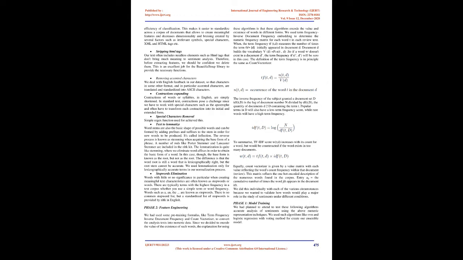Pre-processing is an intermediate step in the classification of text and emotion. A vast range of methods are used to increase the efficiency of classification. This makes it easier to standardize across a corpus of documents, which allows creating meaningful features and decreases dimensionality and noise created by several factors such as irrelevant symbols, special characters, XML and HTML tags, etc. Stripping HTML tags. Our text often includes needless elements such as HTML tags that don't bring much meaning to sentiment analysis. Therefore, before extracting features, we should be confident we delete them. This is an excellent job for the Beautiful Soup library, which provides the necessary functions.